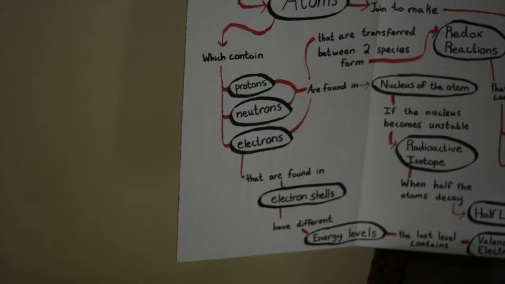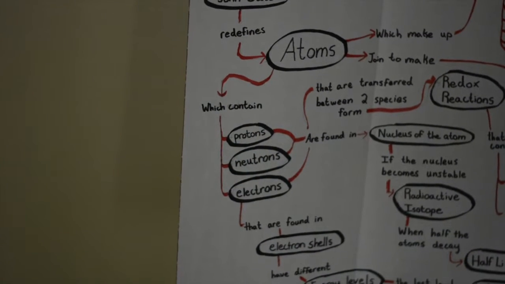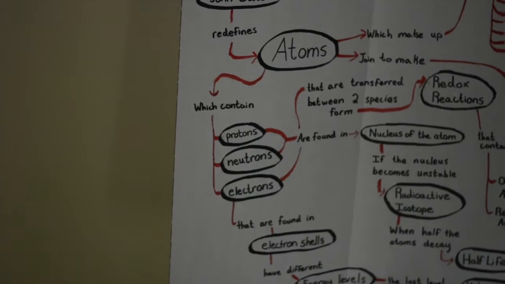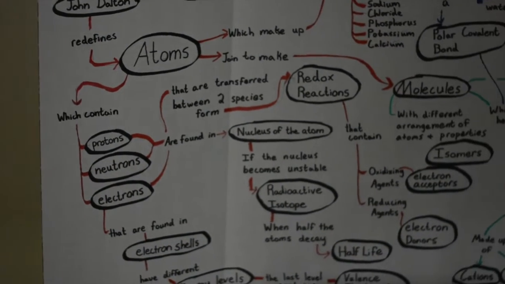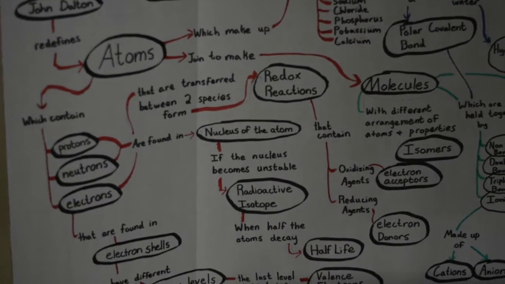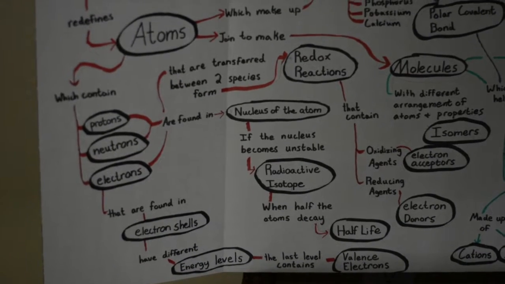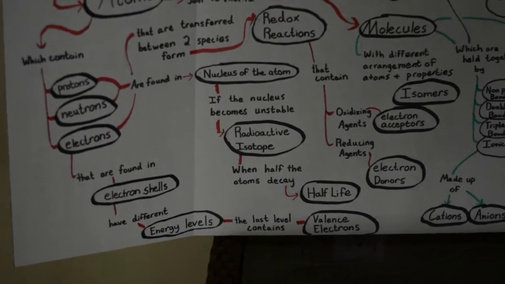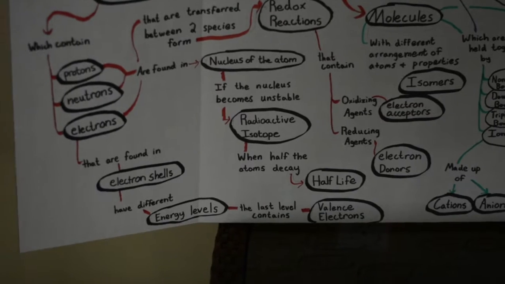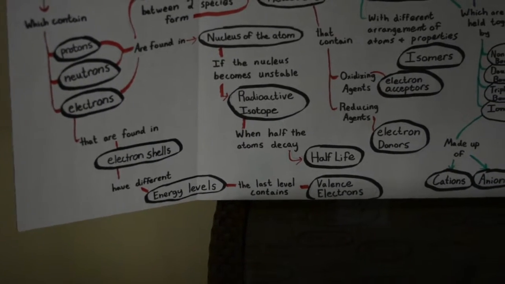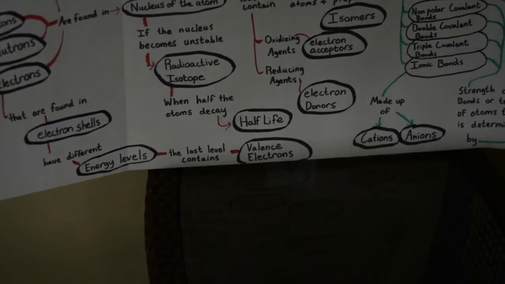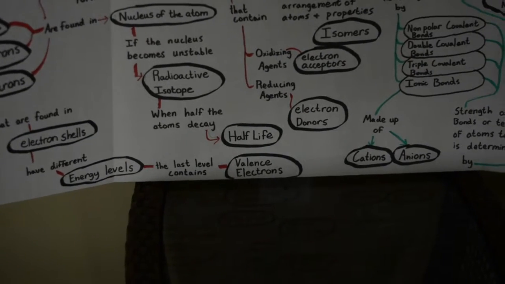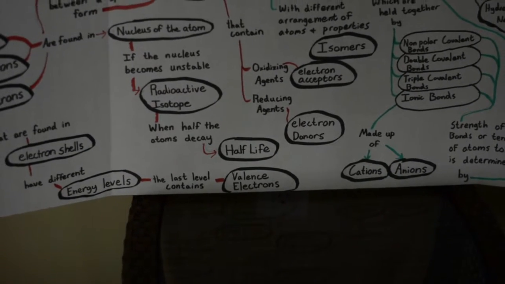I'm going to come back to the electrons, but I'm first going to start with the protons and neutrons. Protons and neutrons are found in the nucleus of the atom, and if this nucleus ever becomes unstable, we have a radioactive isotope. And when the radioactive isotope decays, we have what is known as a half-life.